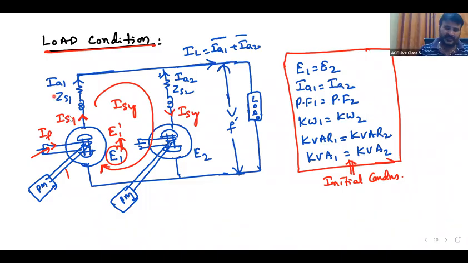In other words, the synchronizing power is reactive power. It is aiding the first machine. It will supply more reactive power. Reactive power of the first machine is increased. But what happens to the reactive power of the second machine? ISY is opposing the IA2.